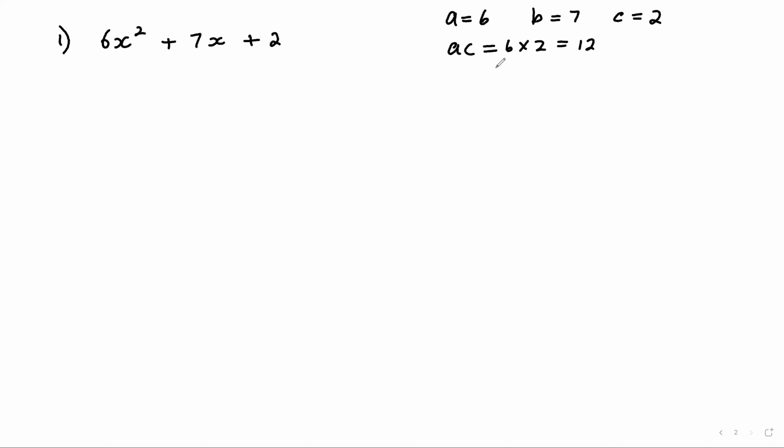So the factors of 12 will be 1 and 12, 2 and 6, 3 and 4. Which of these factors, guys, which of these pairs here could give me 7? 1 and 12, 2 and 6, or 3 and 4?